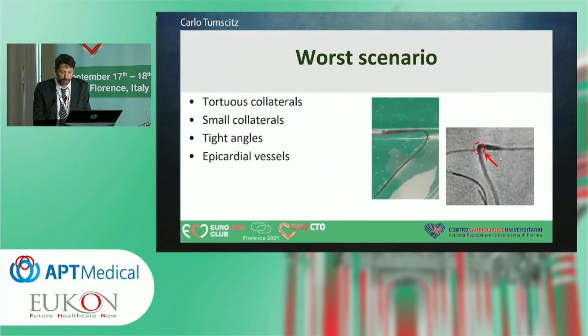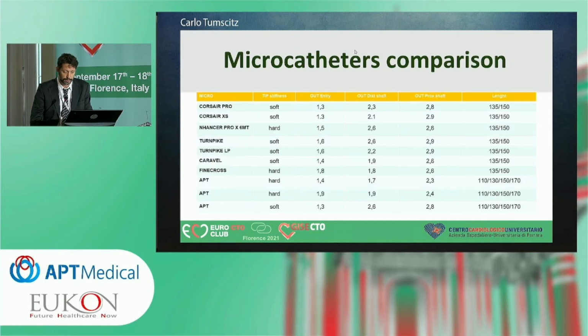Which are the situations where a microcatheter probably needs the best performances? When there are tortuous collaterals, small collaterals, tight angles, and obviously if you are working with epicardial vessels. We also want the microcatheter to be not too aggressive, because if you see from the video, if you're pushing too much in an epicardial vessel, you can create a big damage, and that's a big problem.